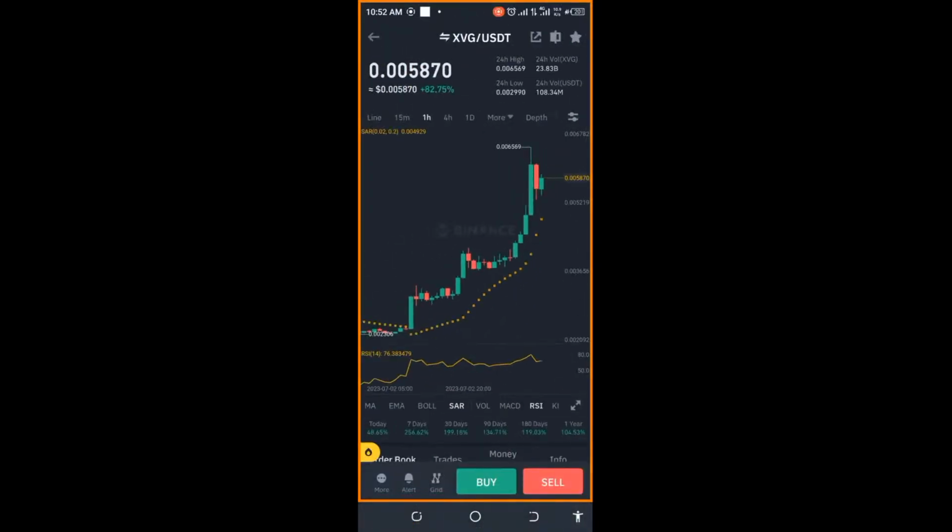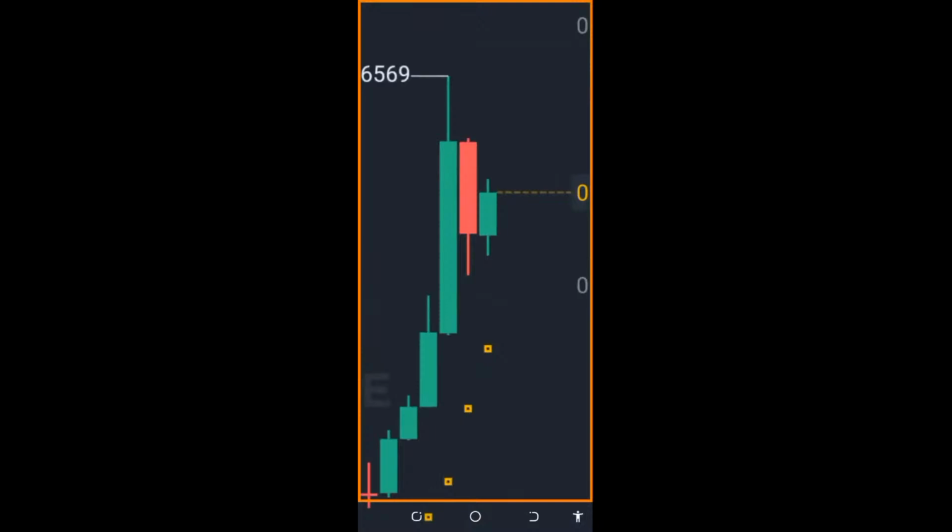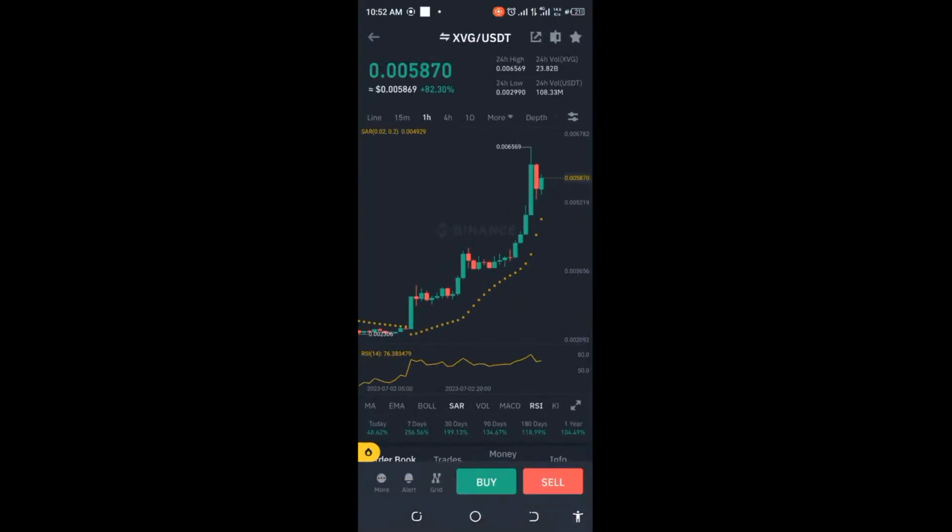Now it's coming down, it has a pullback. As you can see, it's still going up. These are the kind of coins that when you do this trade, you can do it over and over again.